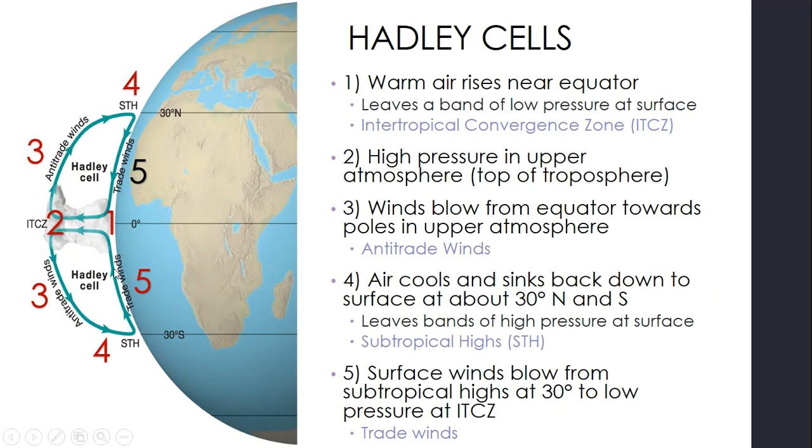So a couple things to remember from this slide. The Intertropical Convergence Zone, or ITCZ, which I'll refer to it for the rest of the lecture, is that band of clouds that is forming from that warm air rising near the equator. The anti-trade winds are the winds in the upper atmosphere pushing away from the ITCZ. You're going to get a subtropical high at about 30 degrees north and 30 degrees south. And then finally, those trade winds that are coming back closer to the surface.